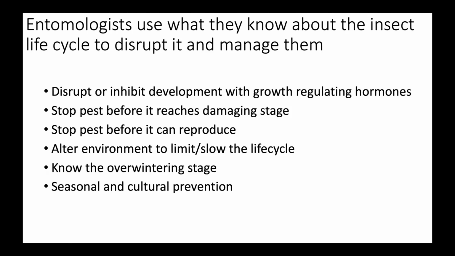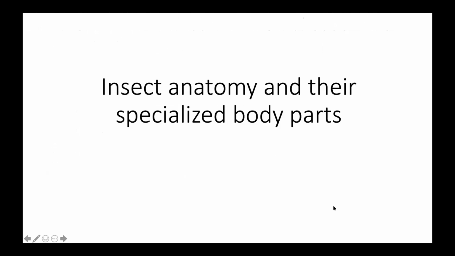It's also good to know what stage an insect overwinters, so we can do some seasonal or cultural prevention in the garden. We always talk about rotating crops and cleaning up leaf litter. And so if we know what stages they're going to be going through the winter, then we can try and manage that using IPM.